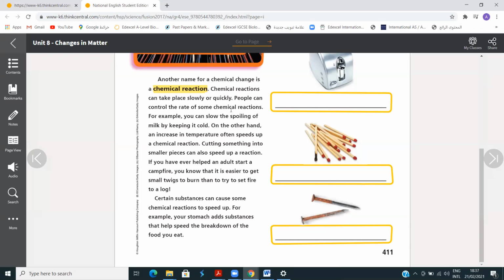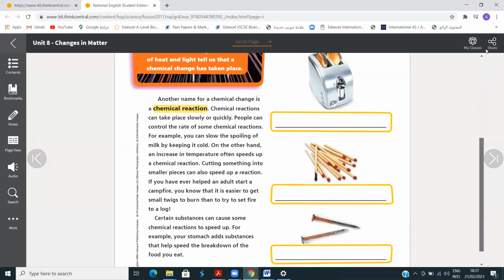People can control the rate of some chemical reactions. For example, you can slow the boiling of milk by keeping it cold. On the other hand, an increase in temperature often speeds up a chemical reaction. Cutting something into smaller pieces can also speed up the reaction, and so on. There is a chemical reaction here.